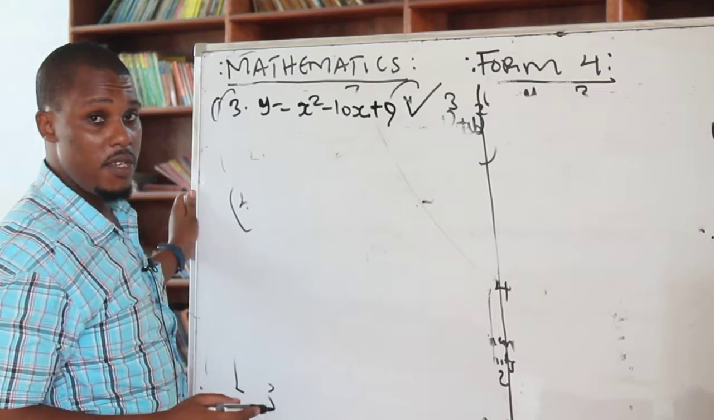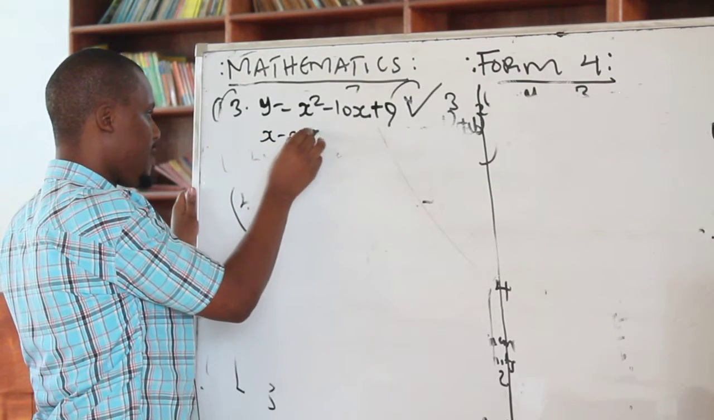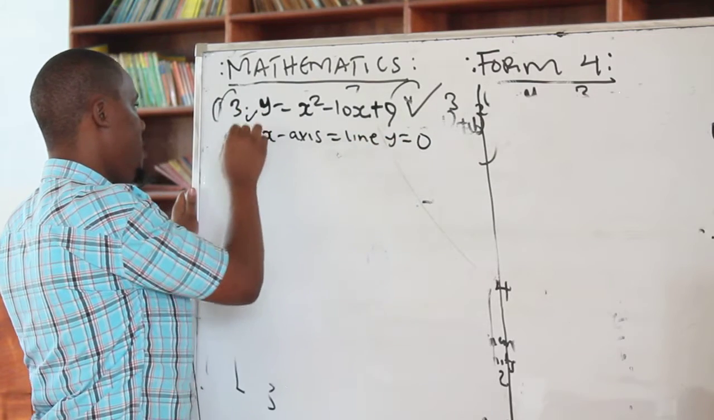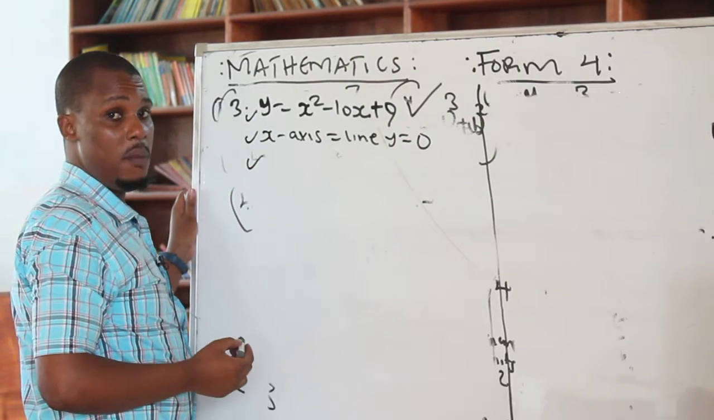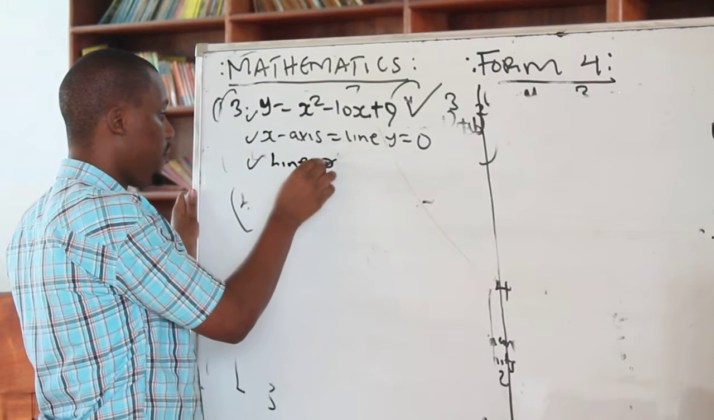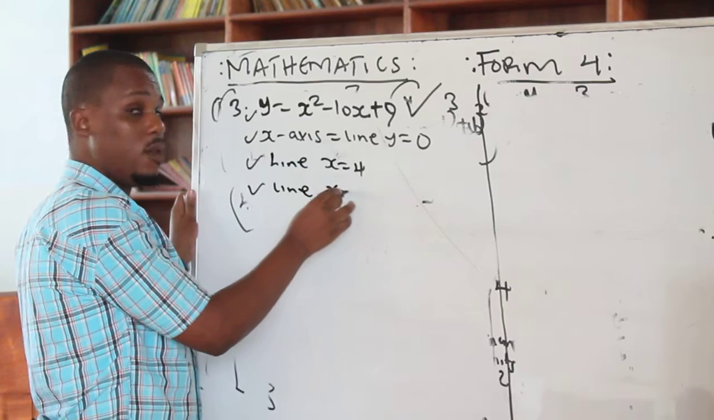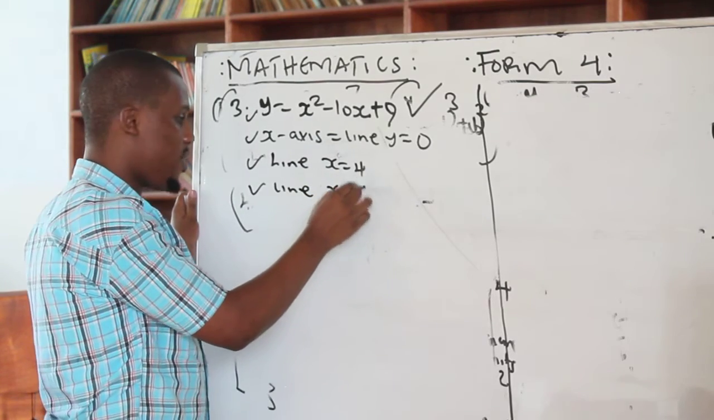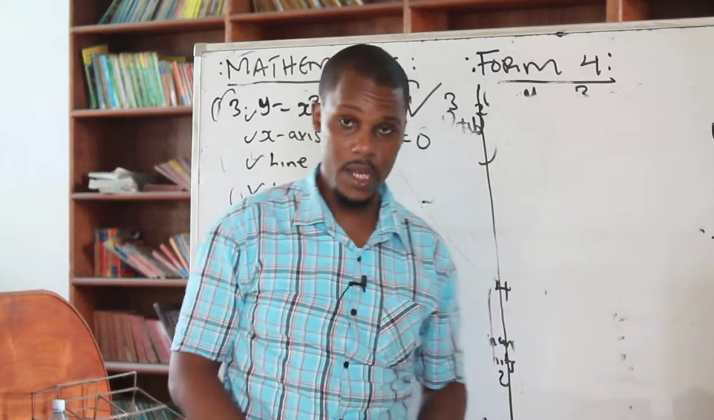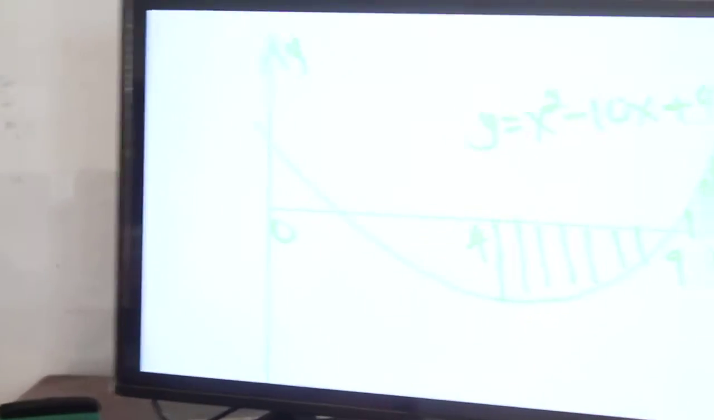Then we are told another piece of information, that the region is bounded by the x-axis. Now this x-axis we are saying is the line y equals 0. Then in our number 3, apart from that, we have the line x equals 4, and again the line x equals 10. And I've given you the shape of the curve so that you realize the different technique. Now you can see the shape of the curve we are talking about.